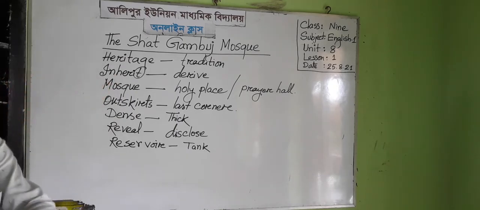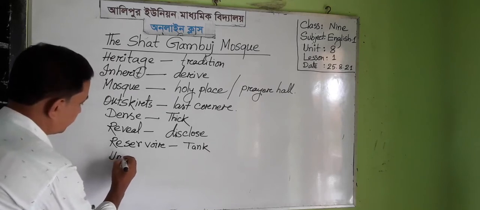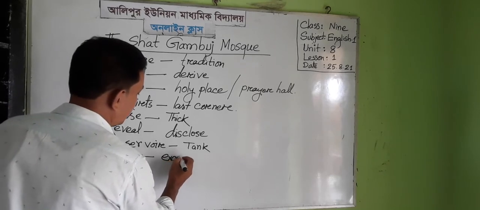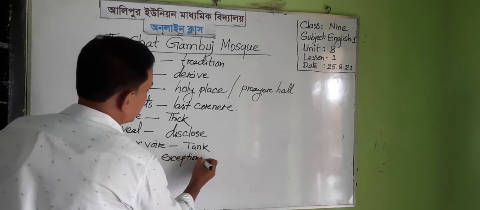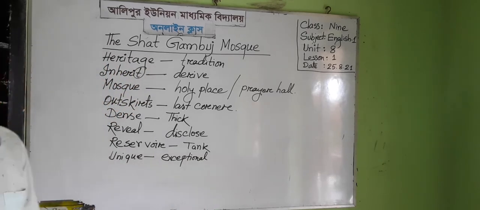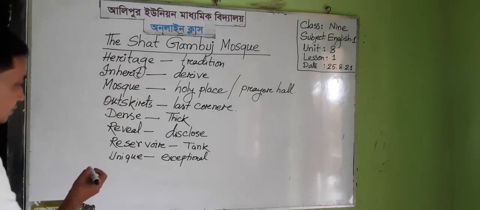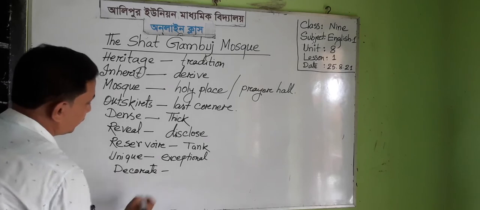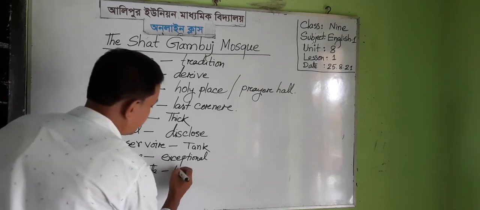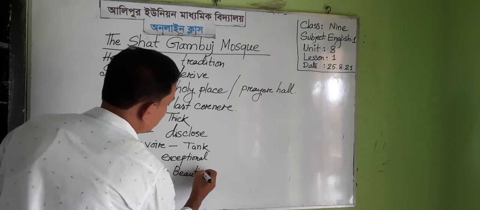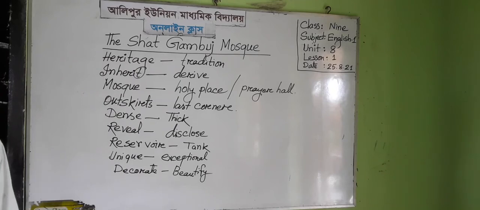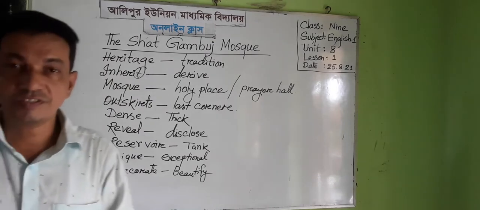Unique. Unique means exceptional. Next, decorate. Decorate means beautify. So these are the keywords of this passage.